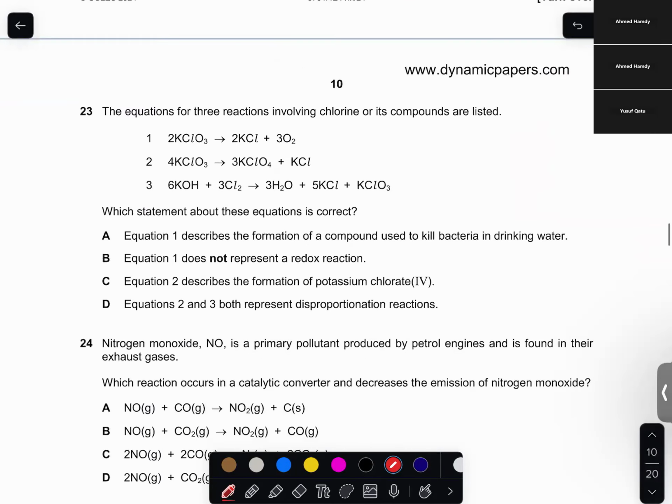Okay. The equations for the three reactions involving chlorine or its compounds are listed. KClO3 gives KCl plus 3O2. KClO3 gives KClO4 plus KCl. And KOH plus 3Cl2 gives 3H2O plus KCl plus KClO3. Which statement about these equations is correct? Equation 1 describes the formation of a compound used to kill bacteria. Of course the compound used to kill bacteria is ClO negative, whatever, HClO or ClO negative. This one doesn't exist in equation 1, so it's wrong.